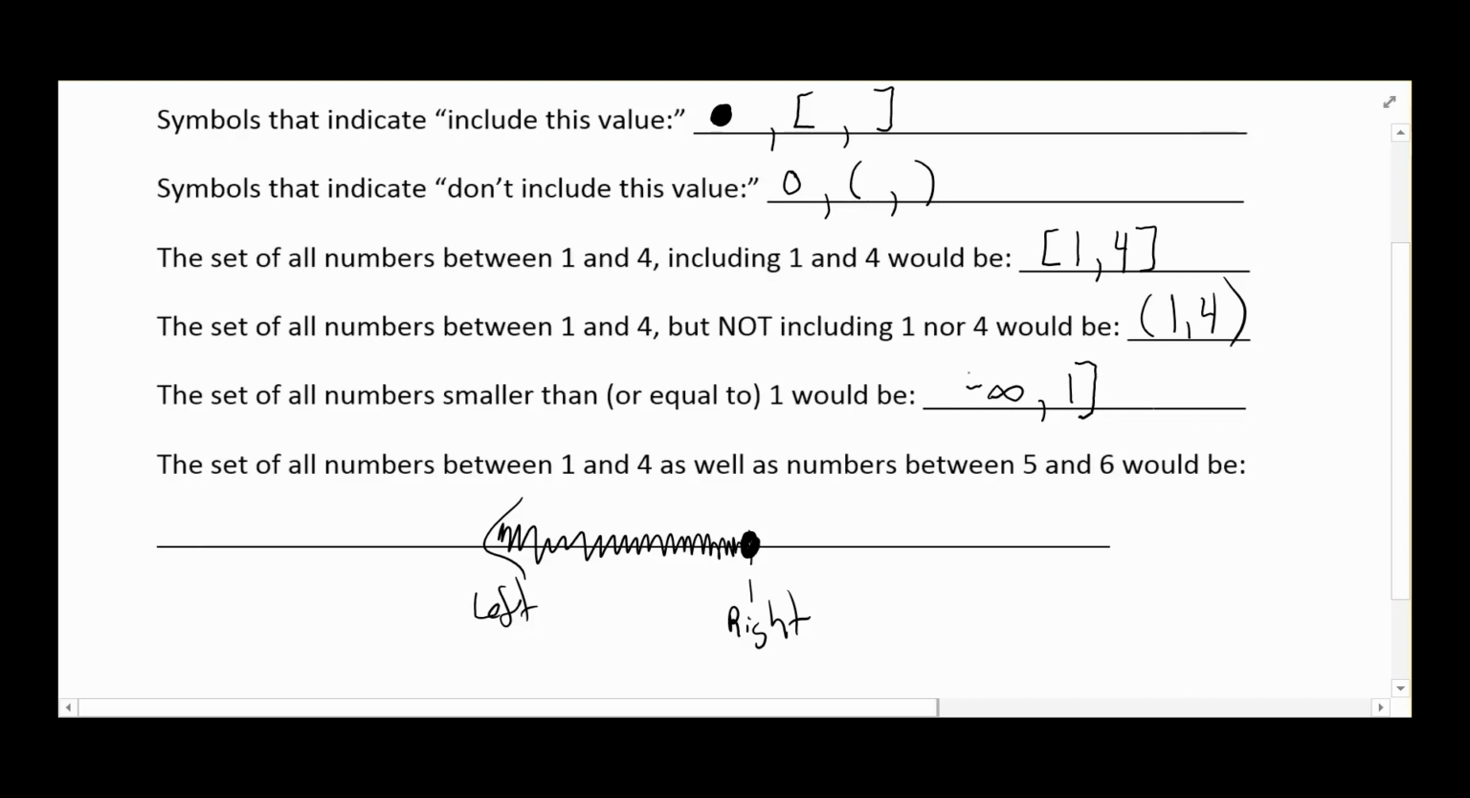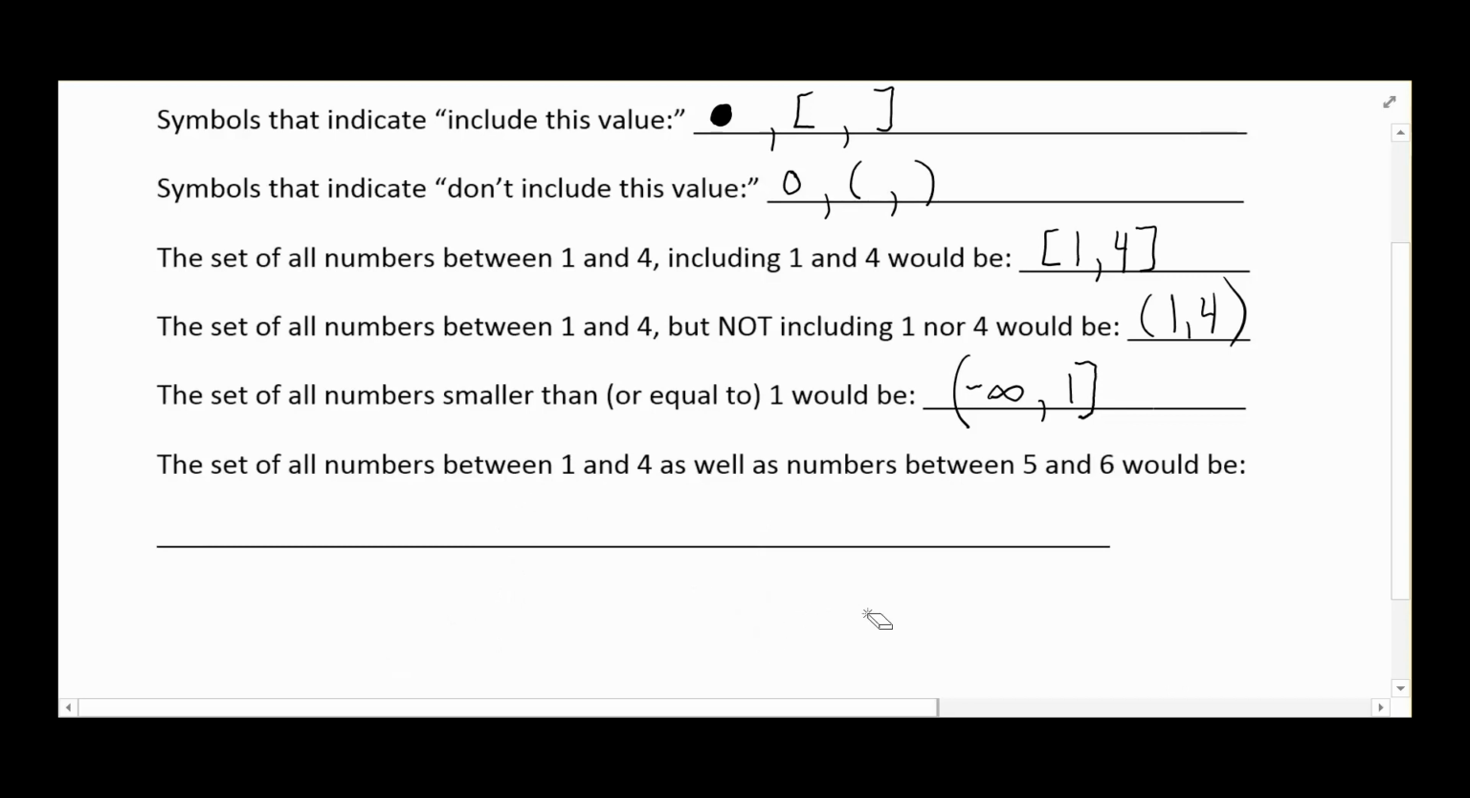Negative infinity isn't really a number. So infinity and negative infinity are always used with parentheses because they're not really numbers. You can't actually stop at infinity or negative infinity and say, I'm there, I reached it, I'm going to include this number. It's not a number. So we always have to use parentheses for those values.